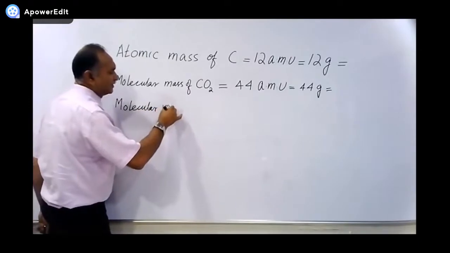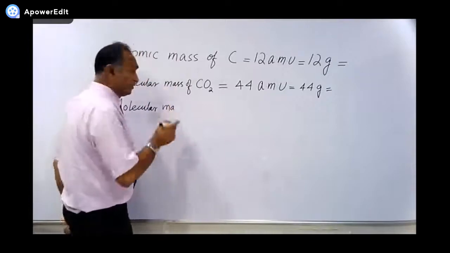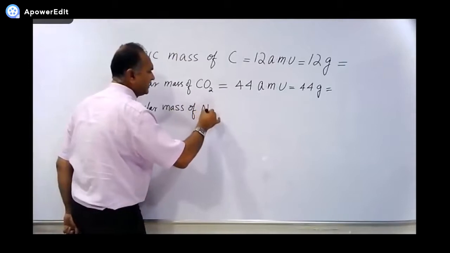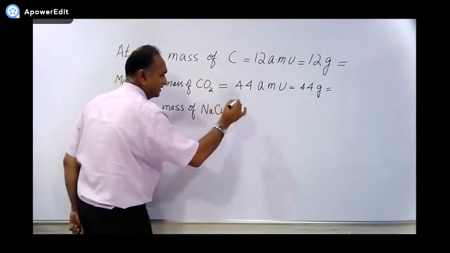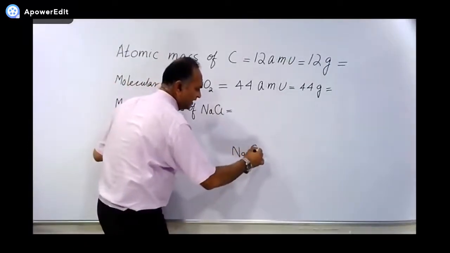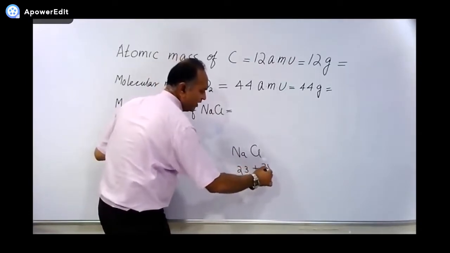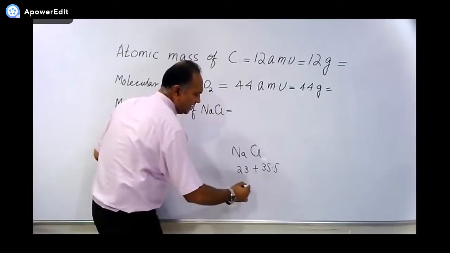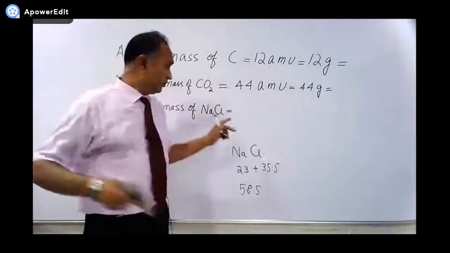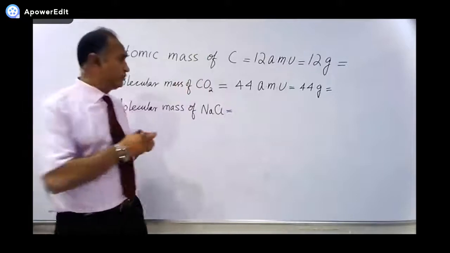Molecular mass. I will ask a question, remember, right now. Be careful. Molecular mass of NaCl. Na 23, chlorine 35.5, 58.5. Okay? So the mass of NaCl is 58.5.